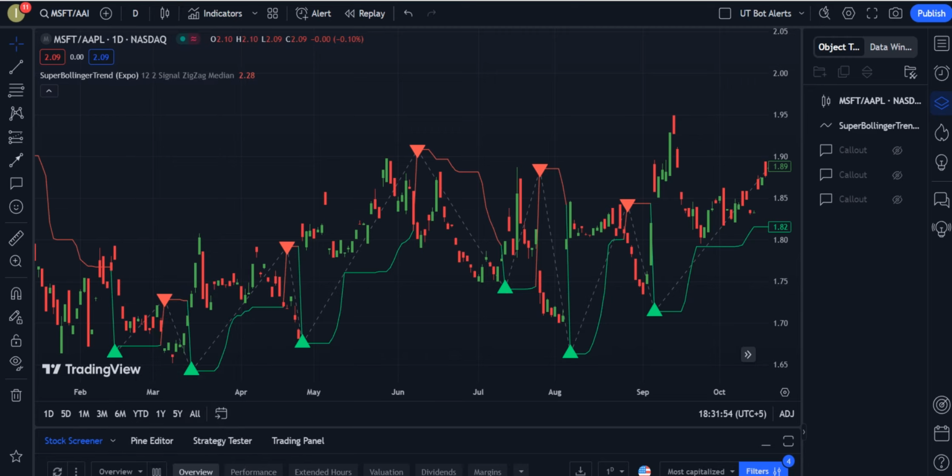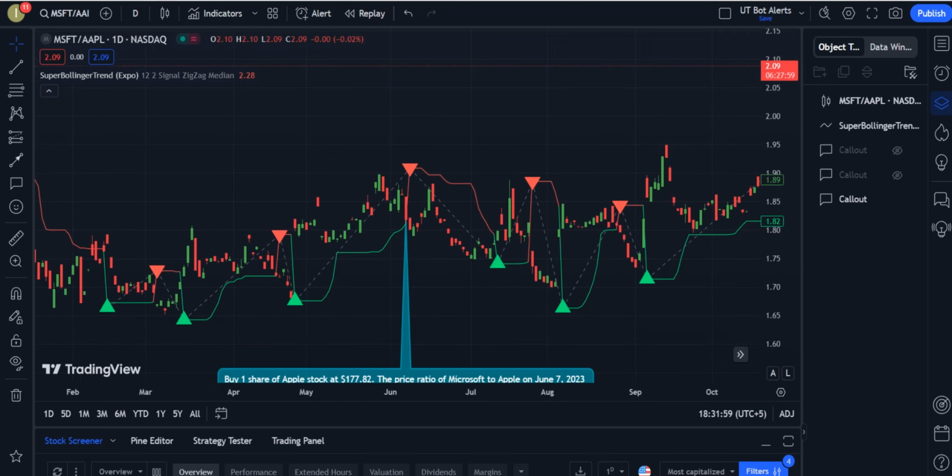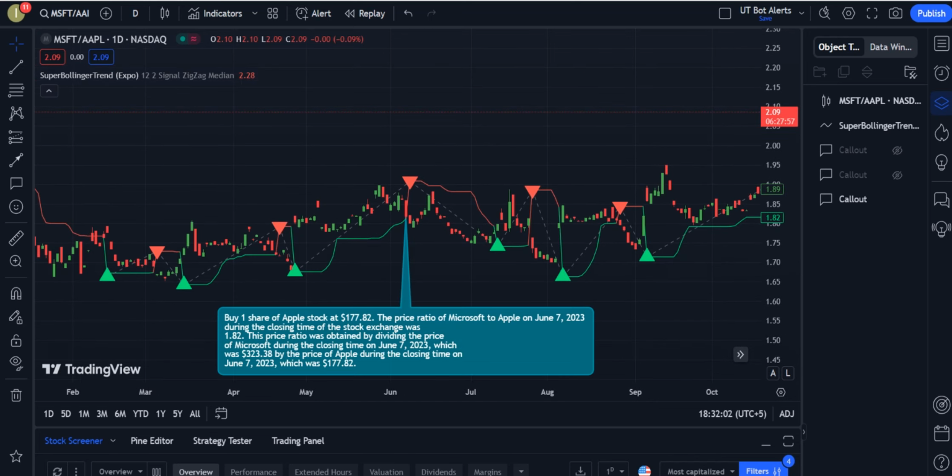So let's proceed. I have annotated here the price ratios of Microsoft to Apple. And what does it mean, the price ratio of Microsoft to Apple? Well, we will get to that shortly. So, this is the chart that shows fluctuations of the price ratio of Microsoft to Apple, and I have randomly chosen the date June 7, 2023 as a starting point.